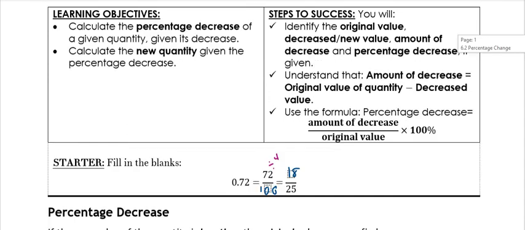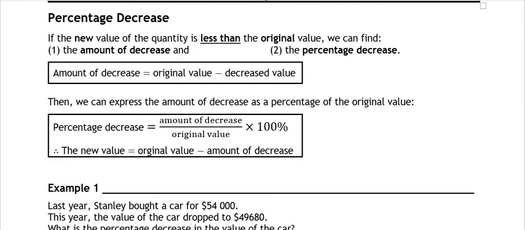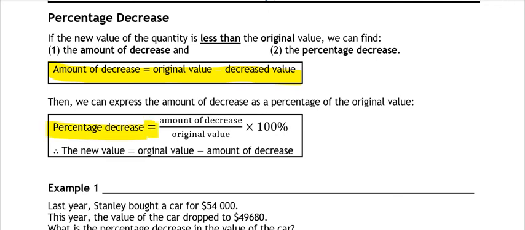Now as usual you have to remember these two formulas. It's quite similar to what we have before. This is the amount of decrease equals original value minus the decreased value, because over here the new value is less than the original, so there is a decrease. Now the second one is percentage decrease, which equals amount of decrease over the original value, multiply everything by 100% to get the percentage decrease.